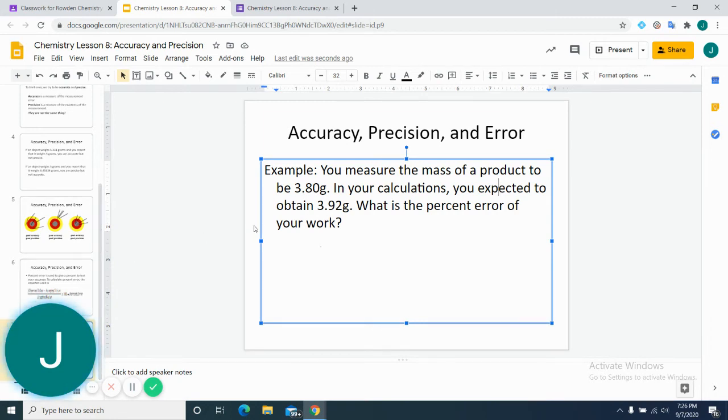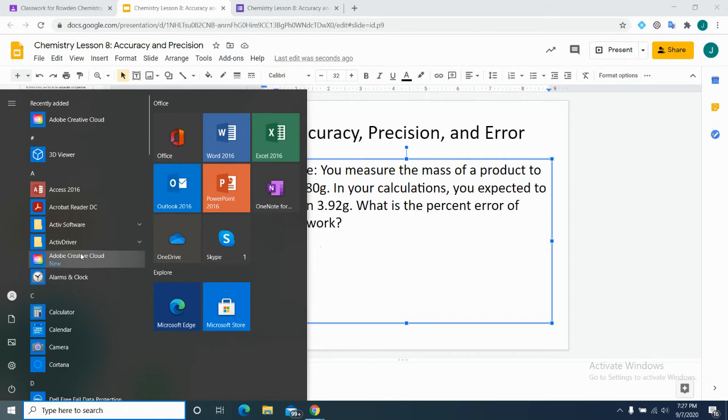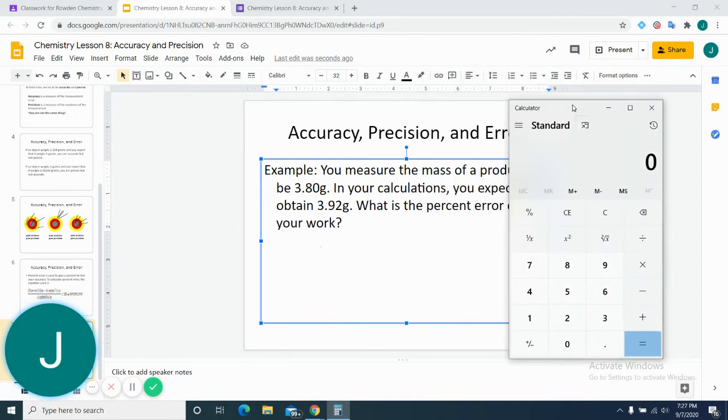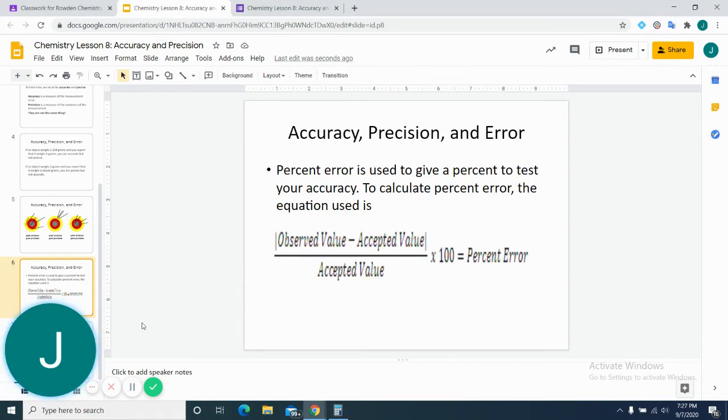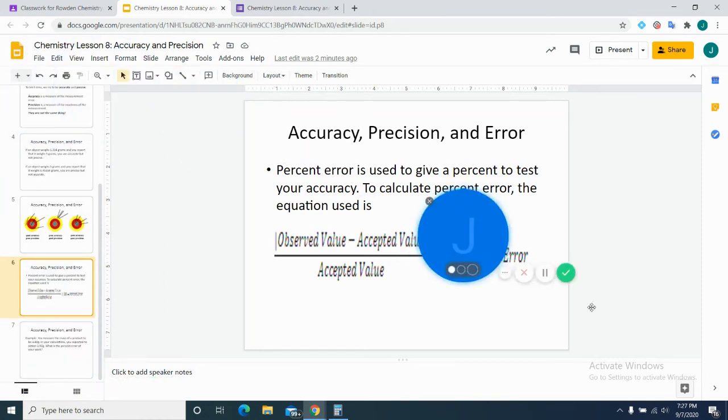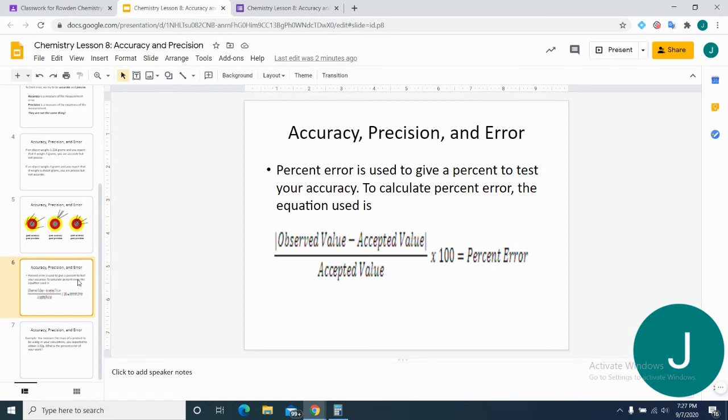So in order to figure this out: observed is what we ended up getting, 3.8. Accepted is what we should have got, 3.92. So what is the error? How off am I? Let me pull up a calculator so you can see what kind of things I'm doing here. Let's look at the formula. We'll do observed minus accepted, and then it says absolute value, which just means that whatever answer you get, just make it positive.